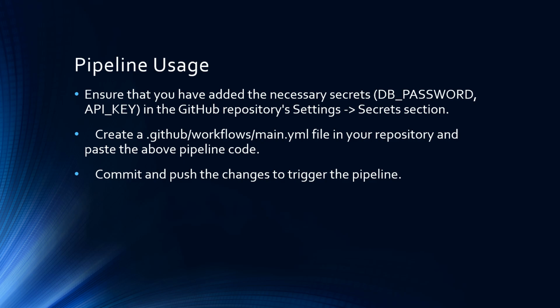First, adding secrets to your GitHub repository requires administrative access. Navigate to your repository settings tab, then to secrets and variables, and finally to actions. Here, you can add your DB_PASSWORD and API_KEY securely.